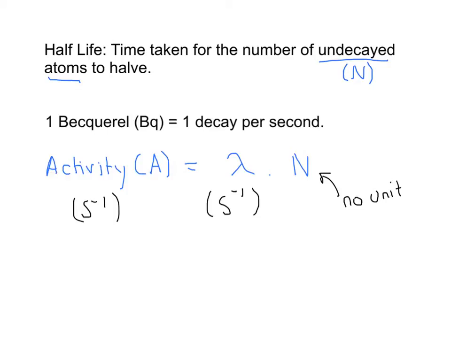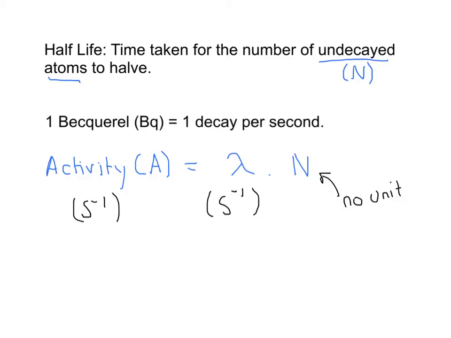The half-life of any radioactive material is the time taken for the number of undecayed atoms, which we usually give the symbol N, to halve. So it's the time taken for the number of undecayed ones to halve.